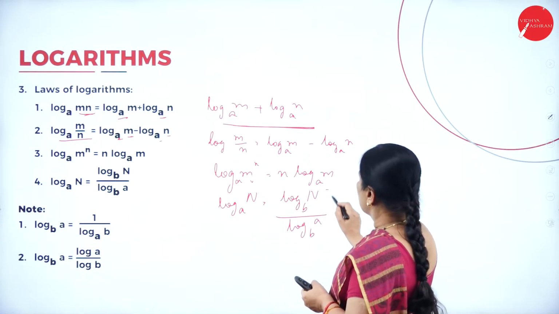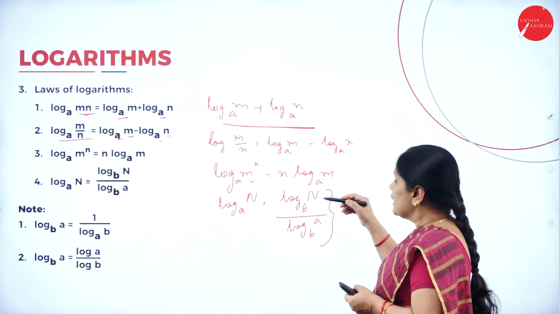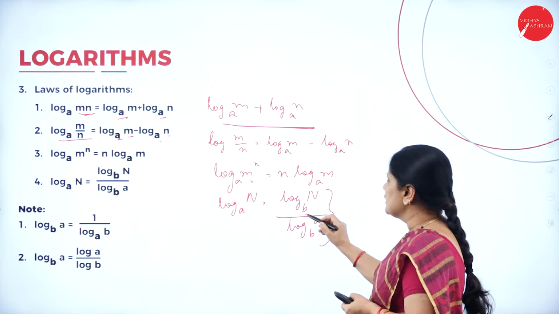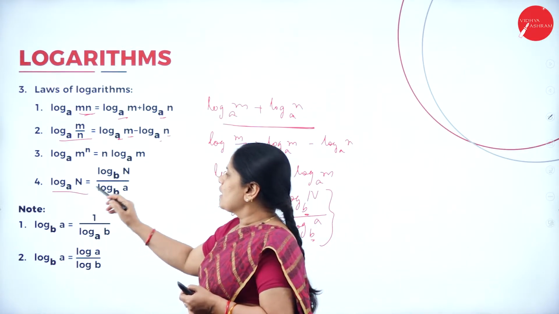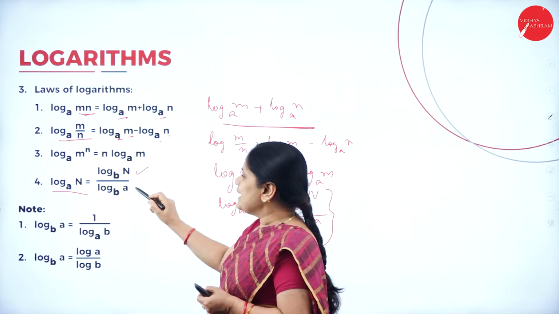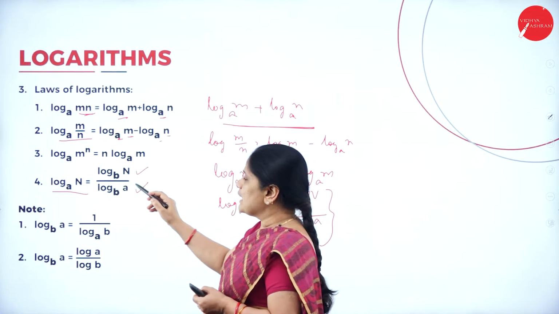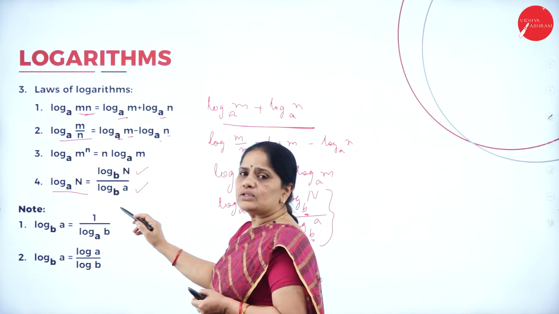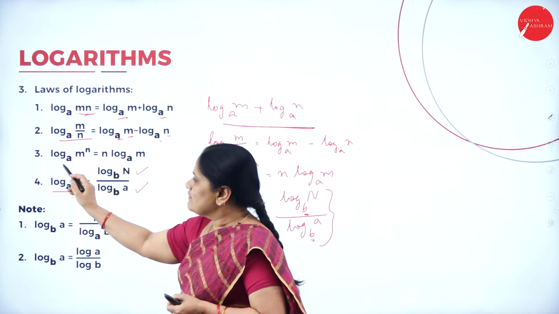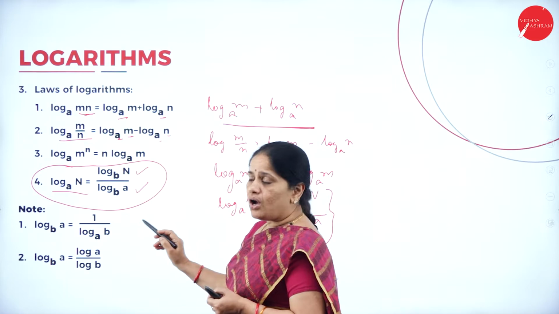So the log, you can just write it as a fraction, that is a numerator and a denominator with a common base. So we can split a given log as log n by log a. So log n to the base a can be written as log n to the base b whole over log a to the base b. So a given log can be split as log n by log a.